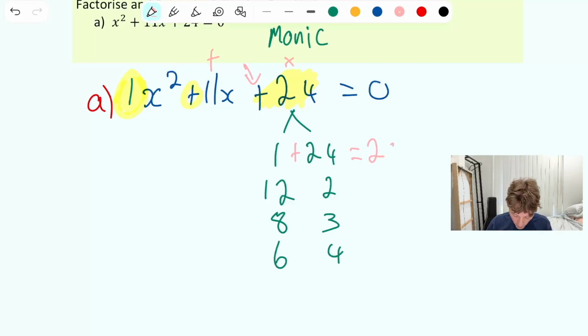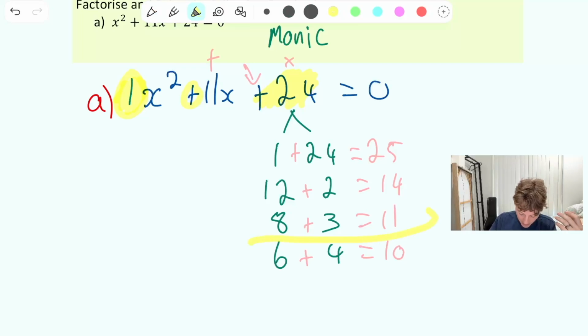Now, 1 plus 24 gives 25, 12 plus 2 equals 14, 8 plus 3 equals 11, which is the number we're looking for, but just for the sake of doing all of it, 6 plus 4 is going to equal 10. So I've added all my pairs up, I've identified the pair that gives my number in the middle, that is 8 plus 3 is equal to 11, and now I'm going to factorize my quadratic.